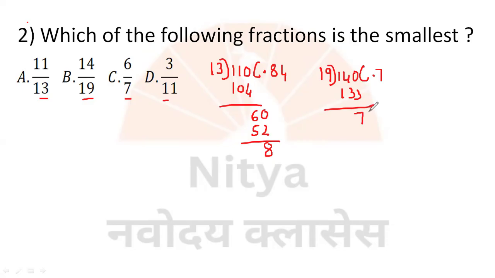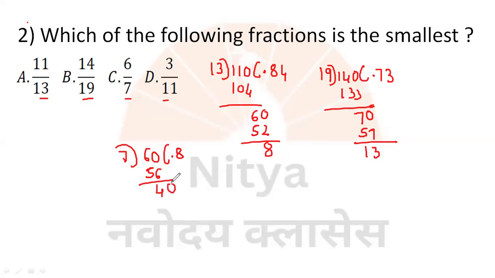So again we have to take a 0 here. So 19 3s are 57. So 70 minus 57 is 13. Okay. So now see, 6 divided by 7. And 6 is smaller than 7, so we have to take a point and 0. 7 8s are 56. 60 minus 56 is 4. So you have to bring 0 here, and 7 5s are 35. Okay, 40 minus 35 is 5.